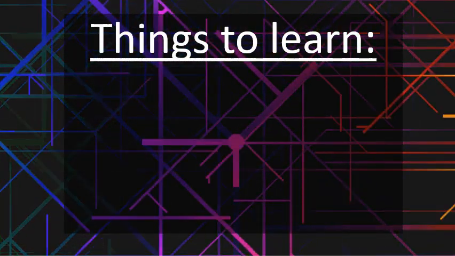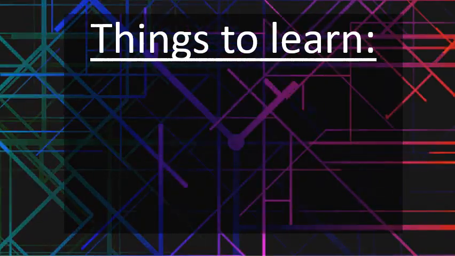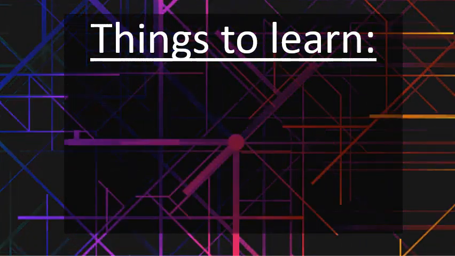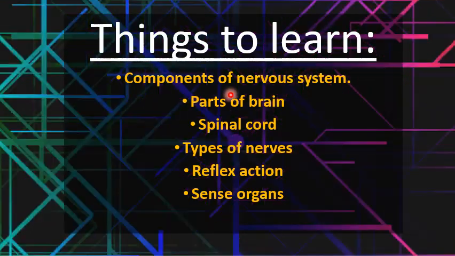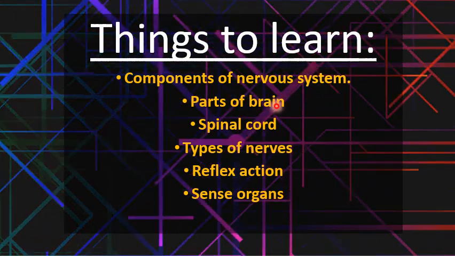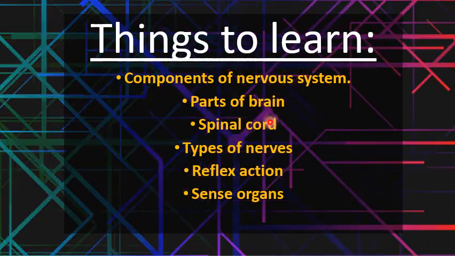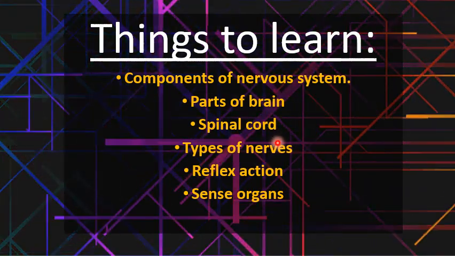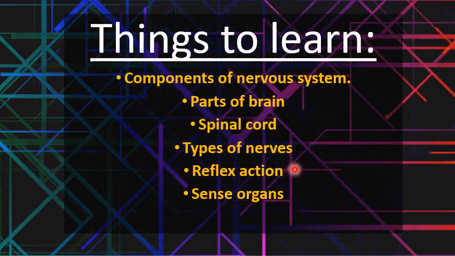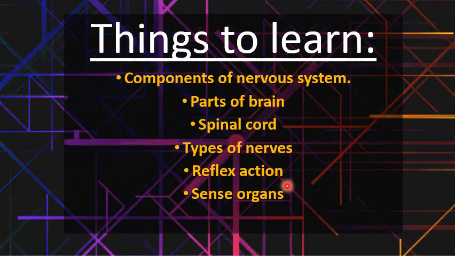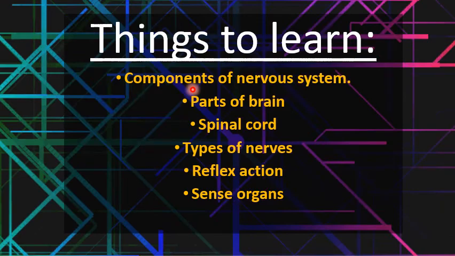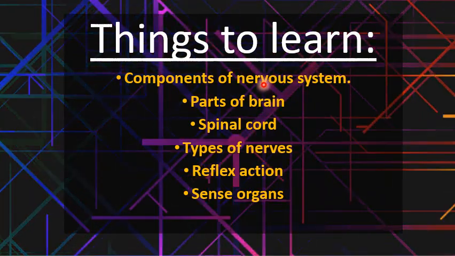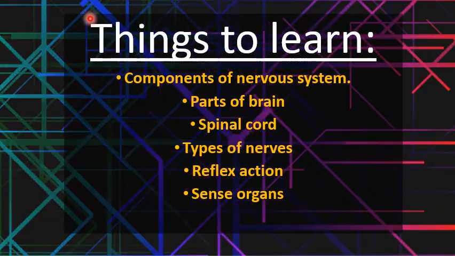Here come the main bullets of this chapter, the main things which we are going to learn from this chapter. This chapter is composed of components of the nervous system, brain and its parts, spinal cord, nerves and their types, reflex action and sense organs. Now we are going to review them one by one. So in today's lecture we are going to review the nervous system and its components.